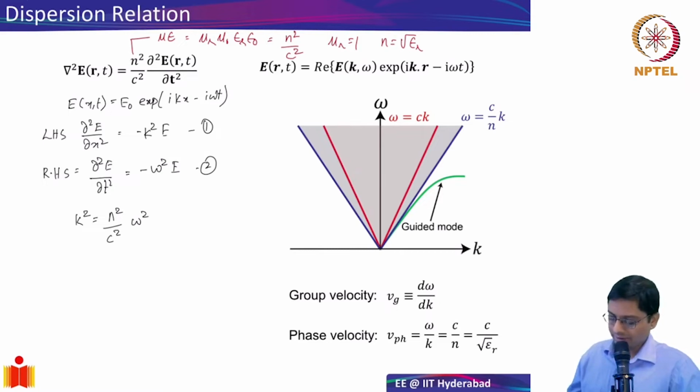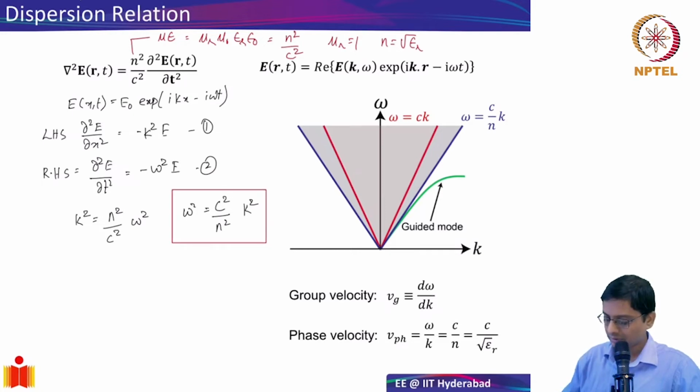And that's why we give it a separate name. We call it the dispersion relation. So if I rewrite in terms of omega, omega square is going to be c squared by n square times k square. What does this tell us?